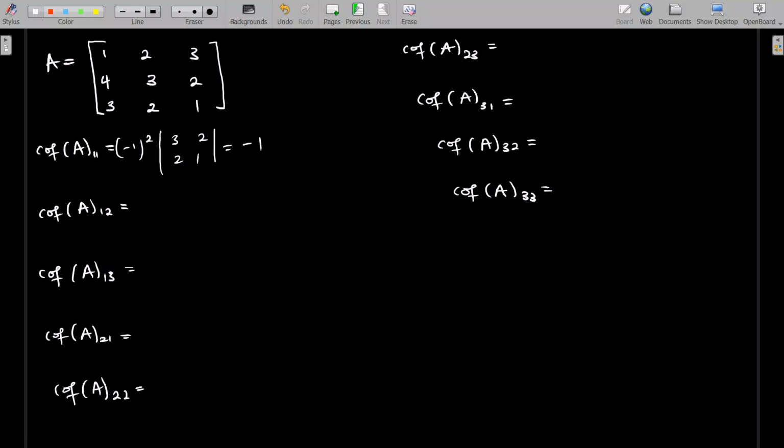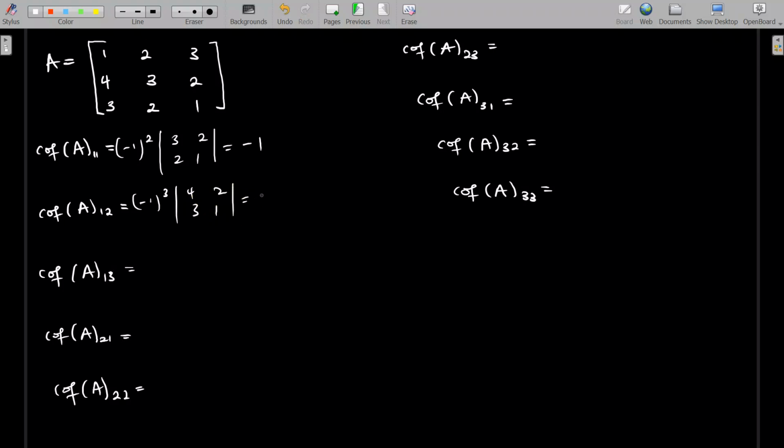Cofactor 1 2 is actually going to be negative 1 to the third times the determinant of the minor 1 2, which means I'm cancelling row 1 and then column 2. I'll be left with 4 2 3 1 as my matrix. Okay, so I'm going to find the determinant of 4 2 3 1. I hope you get the trend here.